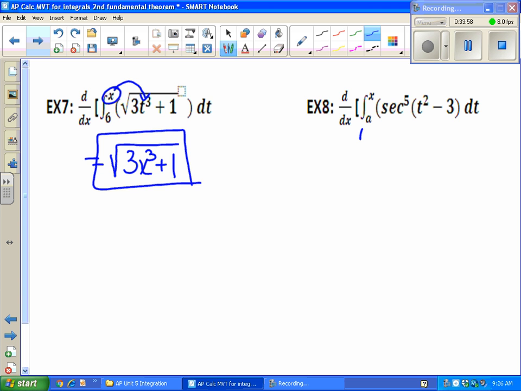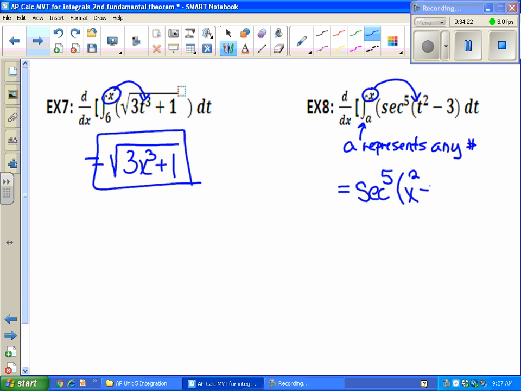Now, A represents, guess what? A represents any number. So it's just like a 6 or a 5 or whatever. So in this case, x is going to replace what? T in the equation. So guess what my answer is? Secant to the 5th of x squared minus 3. Seems too easy, doesn't it?